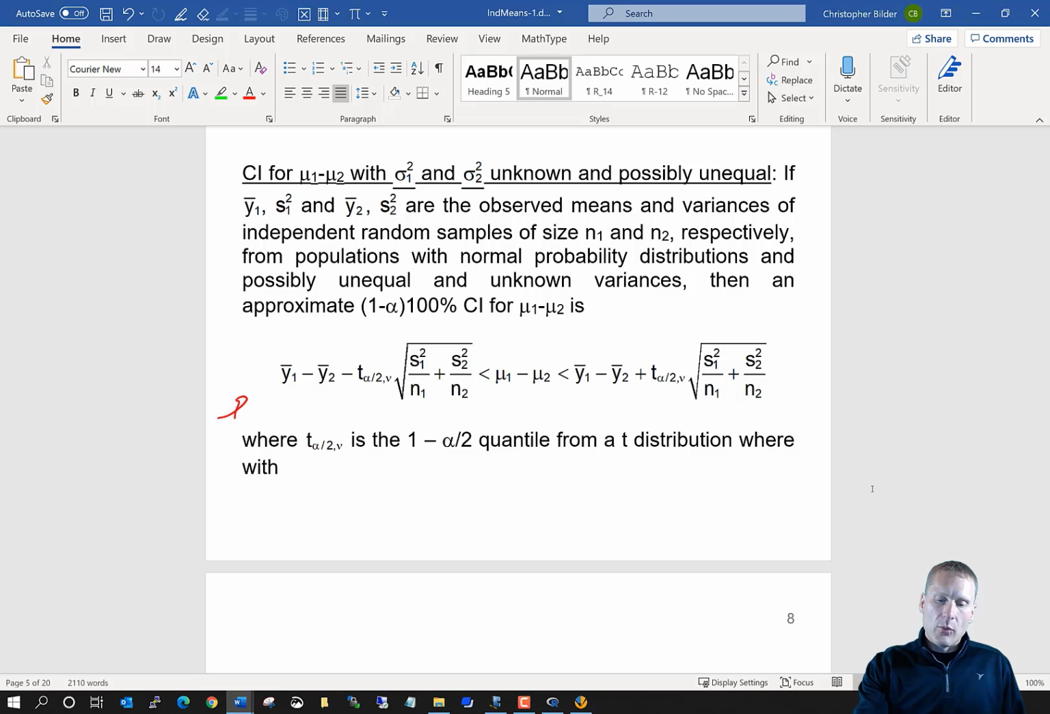So again, we start off with y bar 1 minus y bar 2, the observed values. We subtract off our quantile from the t distribution with nu degrees of freedom. And then we take it times the square root of the sample variance from sample number 1 divided by its corresponding sample size, plus do the same thing with sample number 2. That's our lower bound. The upper bound is exactly the same, but now we put a plus sign in there instead. Okay?